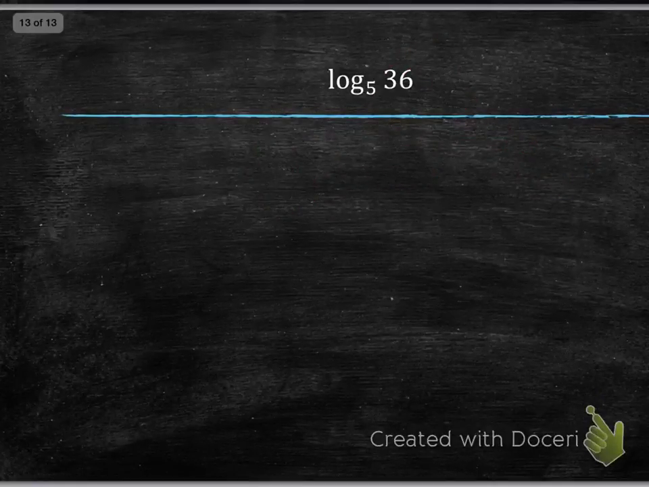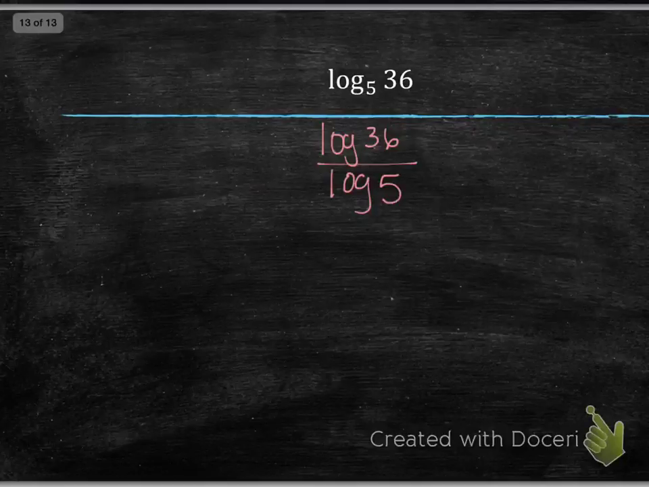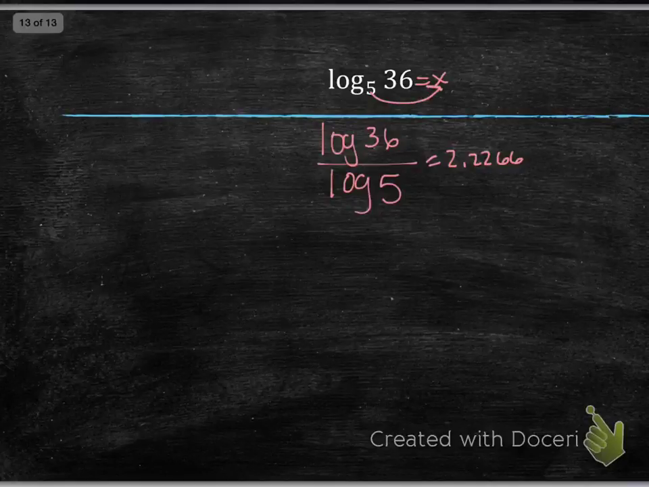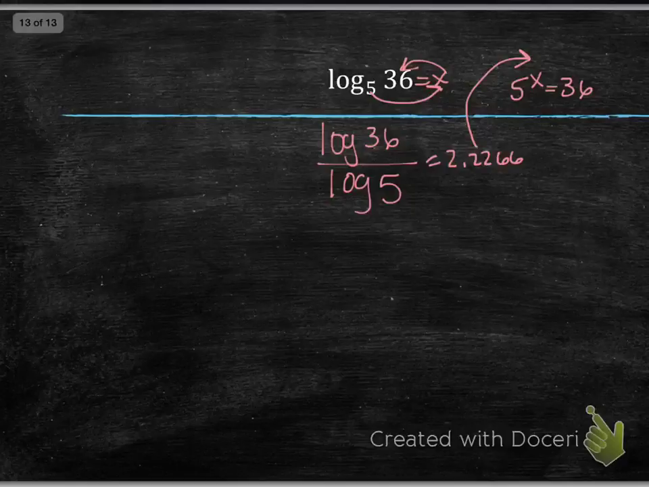Okay, so my next one, I got log base 10 of 36 over log base 10 of 5. So when I type it in, I type in log of 36, I end my parenthesis, divided by log of 5. I press enter. This time I got 2.2266. Okay, so normally we would do equal to x, base power, what it's equal to, so 5 to the x is equal to 36. That's a really hard one to be able to do, but if we use our change of base and I put this back in, it should get me pretty close to 36, depending on if I rounded this or not.